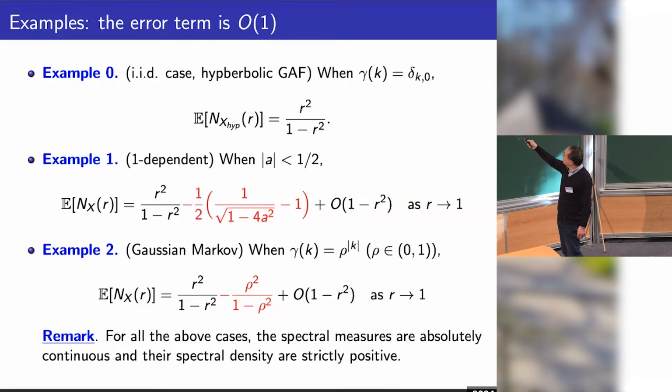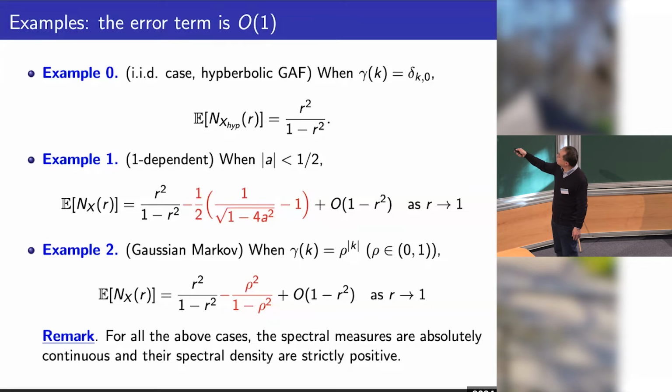And you can see that if A equals 1/2, then this diverges, so that something other appears. And the second case, for the Gaussian Markov case, this is also some constant, order 1 term. But anyway, both are negative.